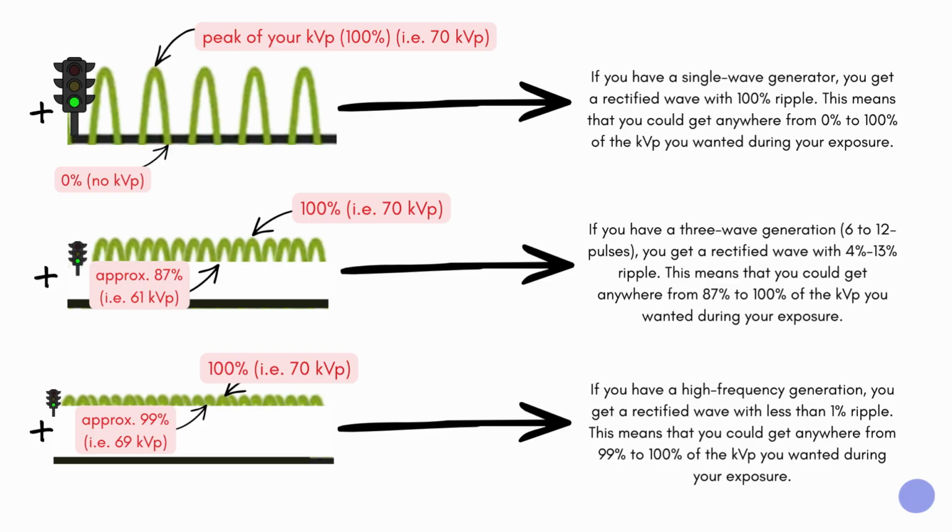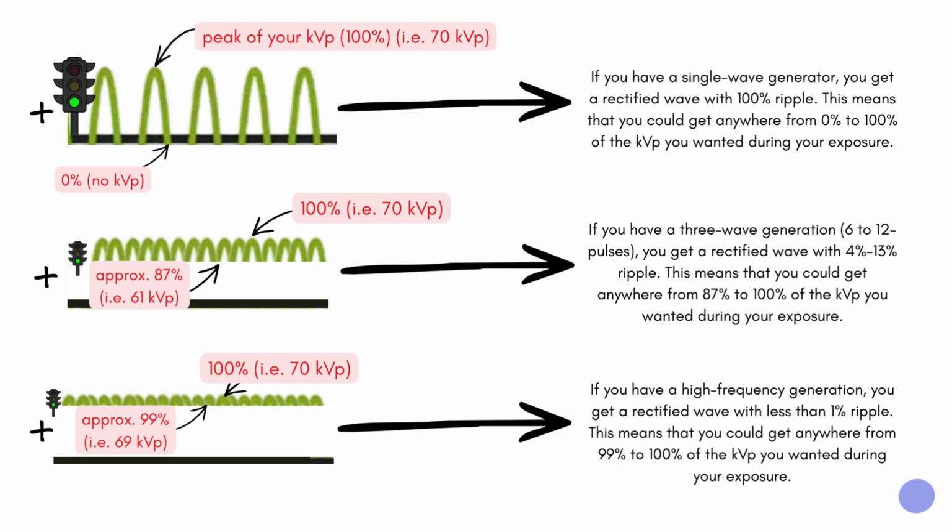So here we have our wave, right? Okay, we made sure nothing's going in the negative direction here. We're not alternating anymore, so we're going to get that consistent positive charge on our anode, right? Well, if you use older systems that pump in a single wave of electricity at one time in the circuit, you have single wave generation. That means you get a rectified wave with 100% ripple. Now, all that means is you could get anywhere between no kVp to 100% of the kVp you set. So let's say 70, or 70,000 volts, right? Of force moving through your X-ray system.